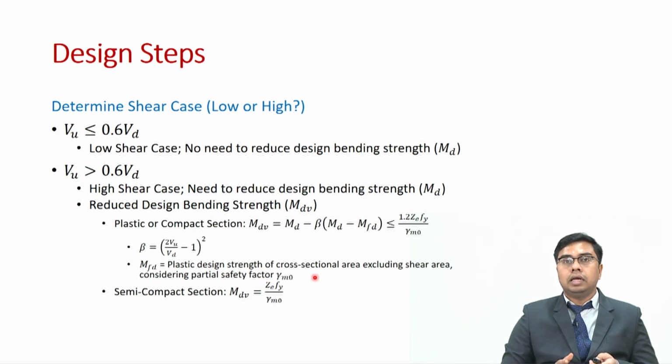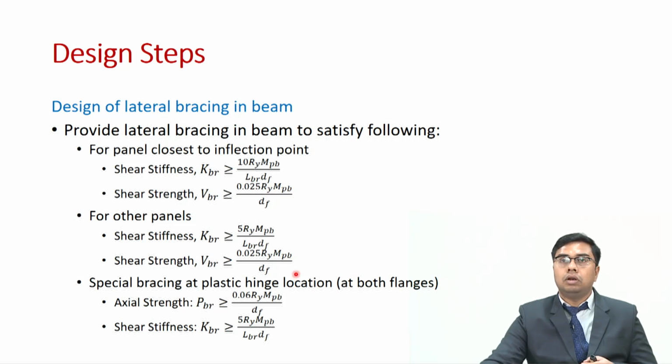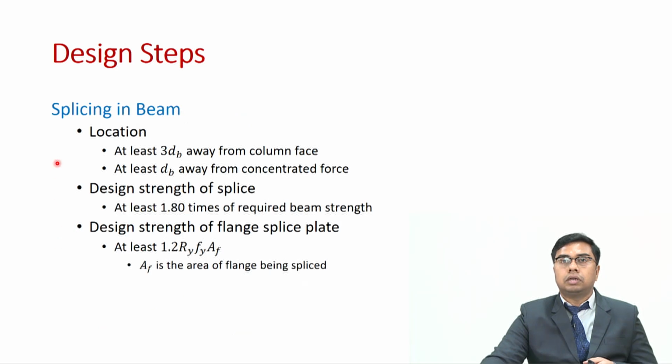After arriving at the structural adequacy of the member, it is also important that we design the lateral bracing in the beam. We need to design the panel bracing. So we have seen all these ductile detailing guidelines. We shall try to satisfy these by providing the lateral bracing in the beam, which are internal panel bracing, and then we shall also try to satisfy the splicing criteria given in IS 18168 for ductile detailing about the splicing location, about the design strength of the splice, about the design strength of flange splice plate, etc.